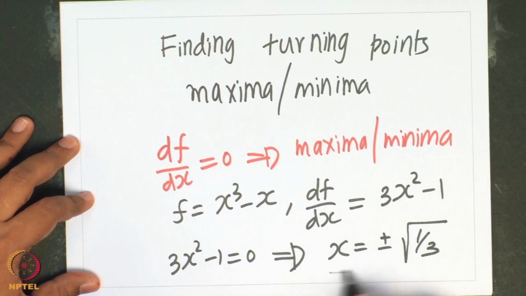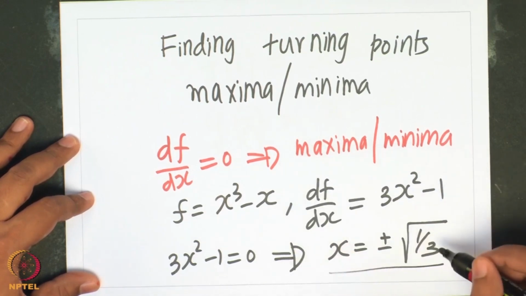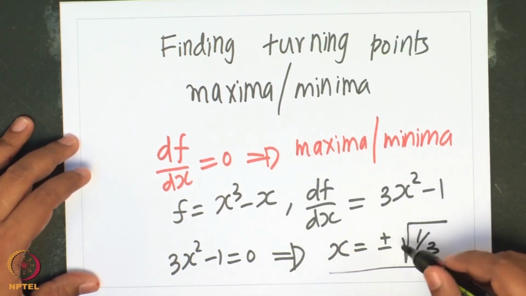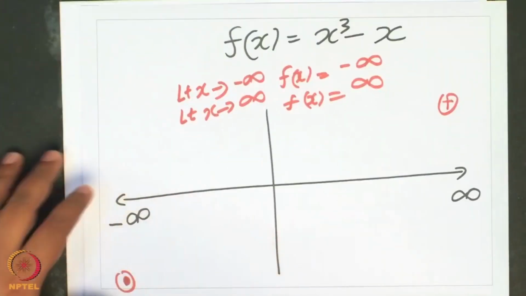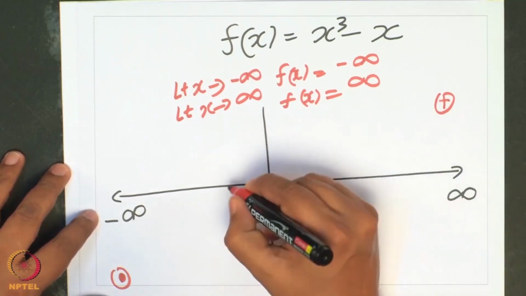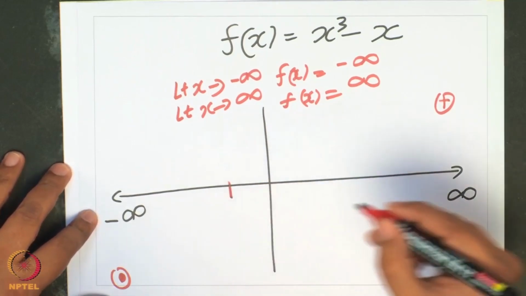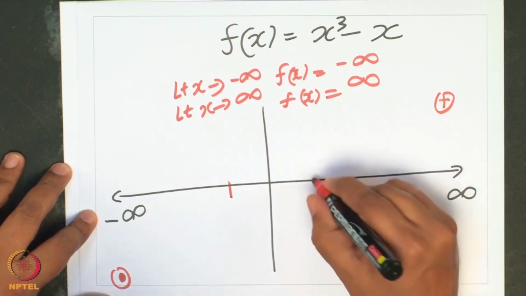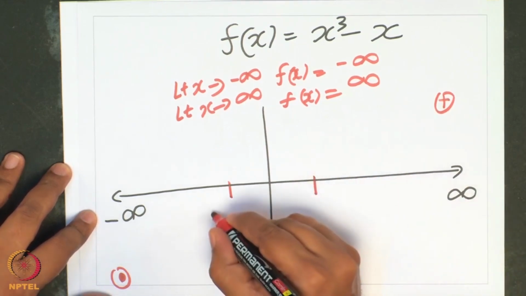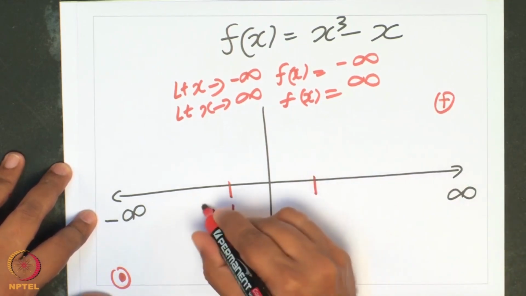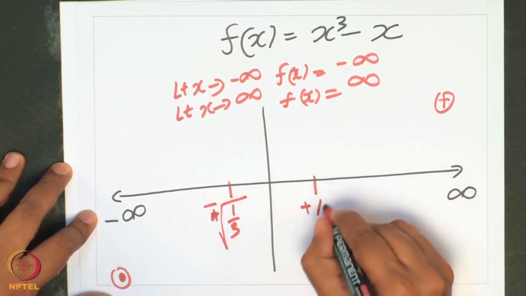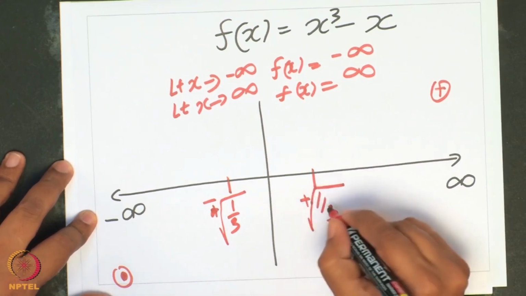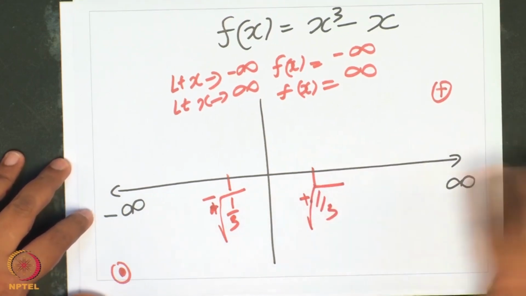So, these are the 2 points where we will have 2 turning points, which is basically root 1 by 3. So, let me draw here this as minus 1 by 3 root, and this is plus 1 by 3 root. So, these are the 2 points where the function will turn.